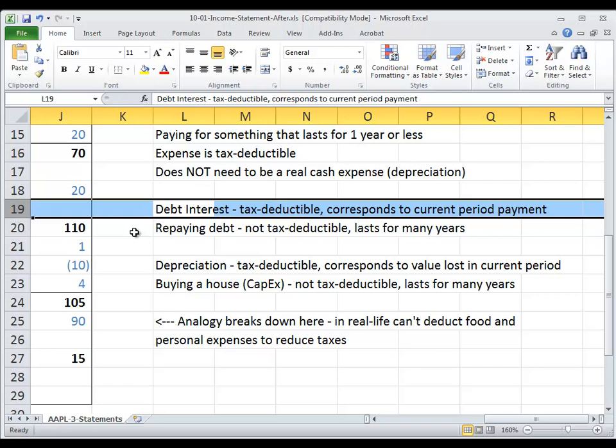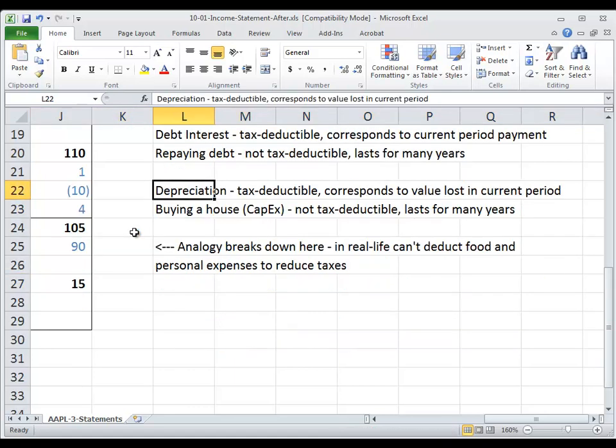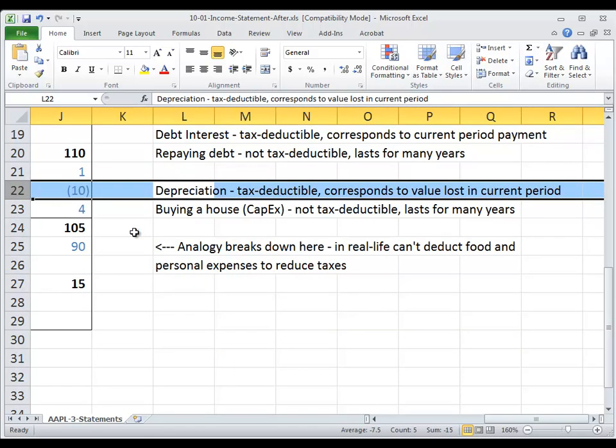But if you're repaying that debt, as I mentioned before, so let's say that you've taken out student loans, for example, and you pay the interest, and then you also pay part of the principal on those loans back, that would not show up on your personal income statement because repaying the principal is not tax deductible. Only the interest portion is tax deductible, the same for both individuals and for companies. The debt is also going to last for many years, so it's not going to show up on the income statement. And then when you're buying a house, the depreciation is tax deductible and it corresponds to the value loss in a certain period.